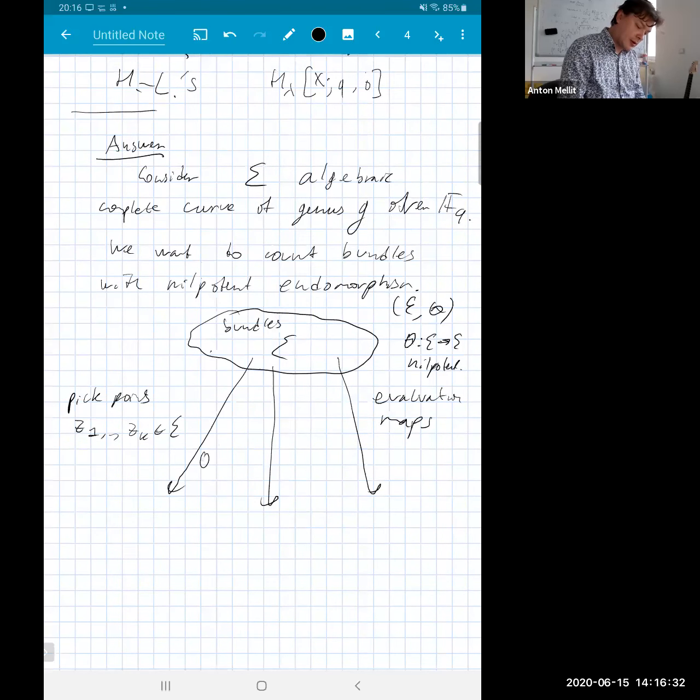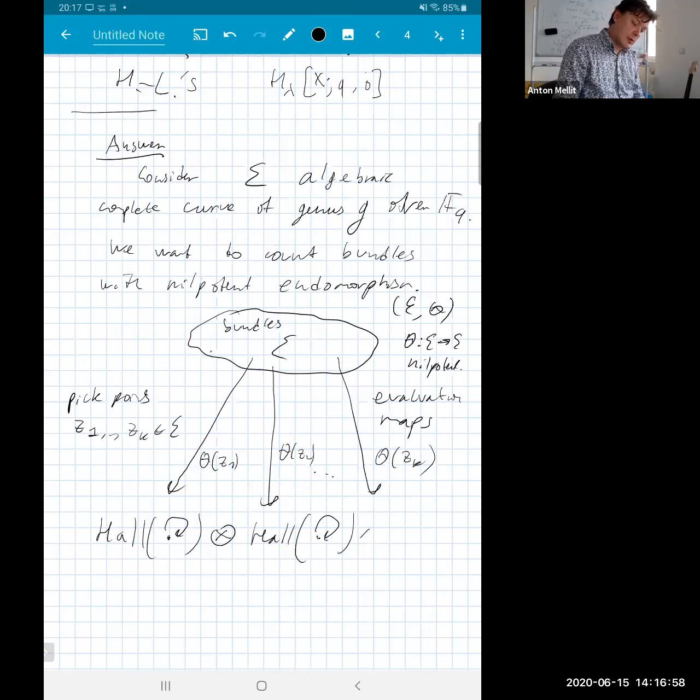So evaluate theta at points z1, z2, and so on. And when we evaluate, we get a vector space with a nilpotent operator. So we get a map to this algebra of the single loop quiver. So this is a picture.